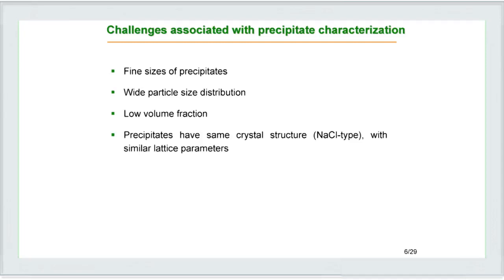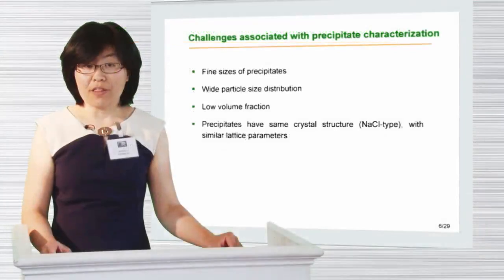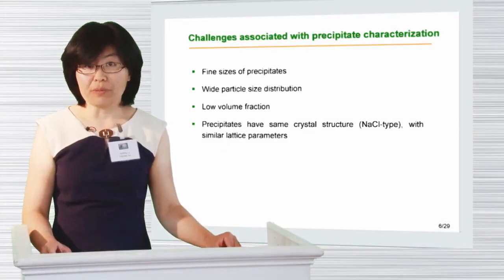They have very limited amount of the microalloy elements. And also the precipitates have the same crystal structure. They are sodium chloride FCC structure with very similar lattice parameters. Therefore, it is very hard to differentiate between the precipitates.